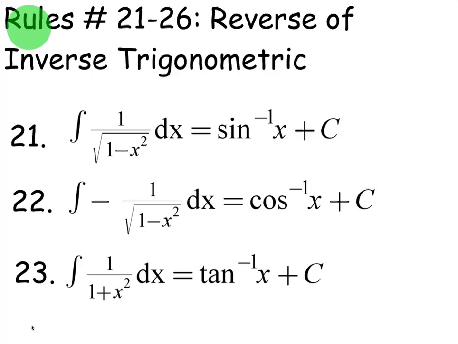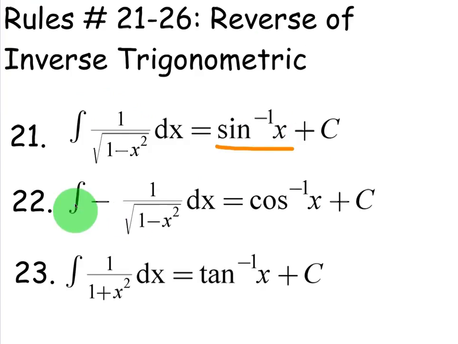Lastly, in our series of antiderivatives of non-power functions, we're just going to look at these simple rules of reverse and inverse trigonometric functions. Recall that the derivative of sine inverse is 1 over the square root of 1 minus x squared. So it only makes sense that the antiderivative of 1 over the square root of 1 minus x squared is sine inverse of x plus c. Or you could say arc sine, depending on how you want to call it. The rest of these rules just work exactly the same way.